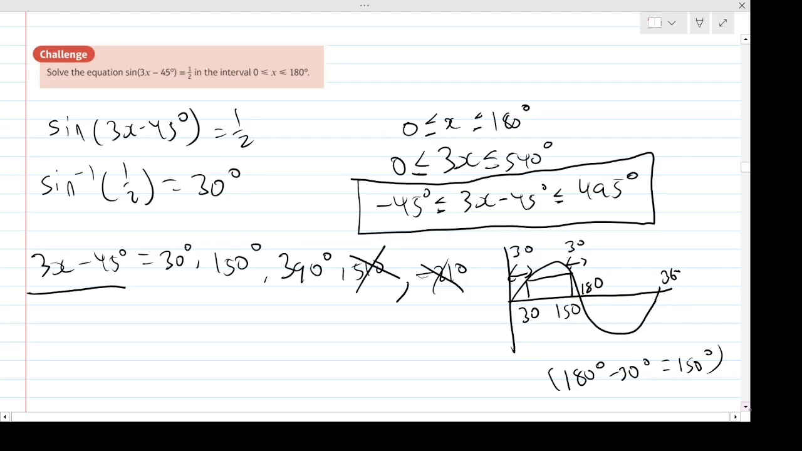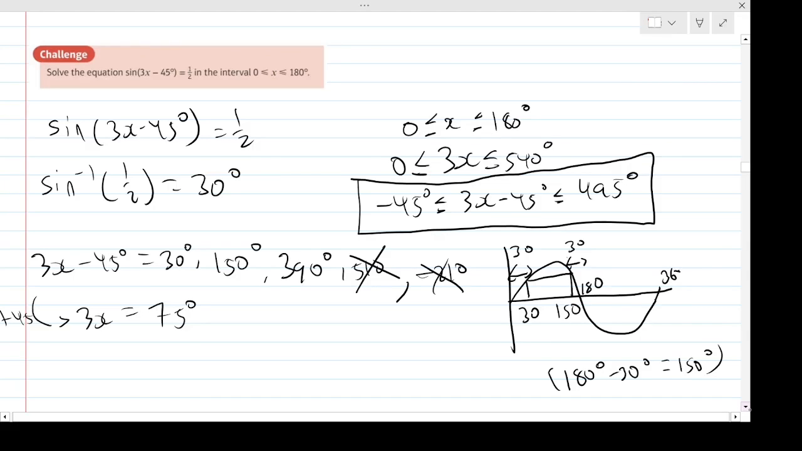Now I have 3x minus 45, so I need to get that in just x. I need to solve for x. Firstly, I can get rid of the minus 45 by adding 45 to both sides, right? If I do that, I'll get 3x. If I add 45 onto 30 first, I'd get 75 degrees.